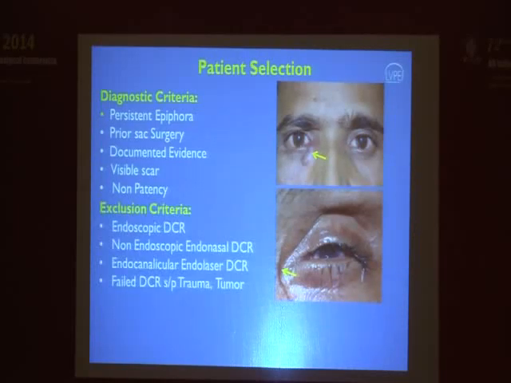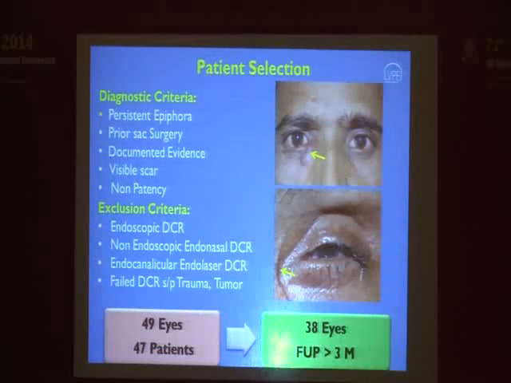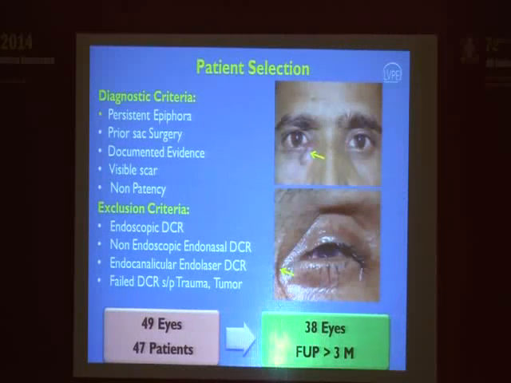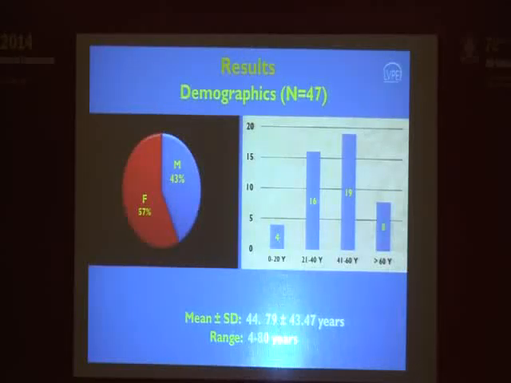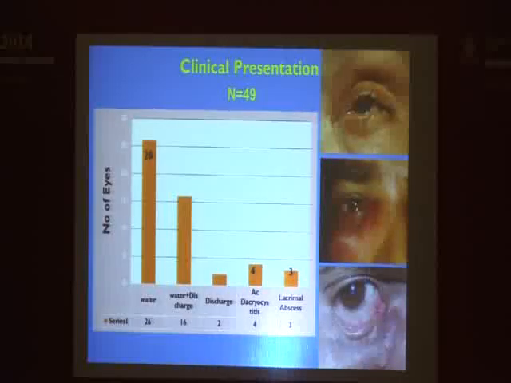We excluded all other causes of failed DCR, like endoscopic, endocanalicular, or failed DCR due to trauma. We had 49 eyes of 47 patients, and we followed them for more than 3 months, and ultimately 38 patients were considered for final analysis of the outcomes. Females were more commonly affected than males, and the commonest age group was between 21 to 60 years, with a range from 4 to 80 years.